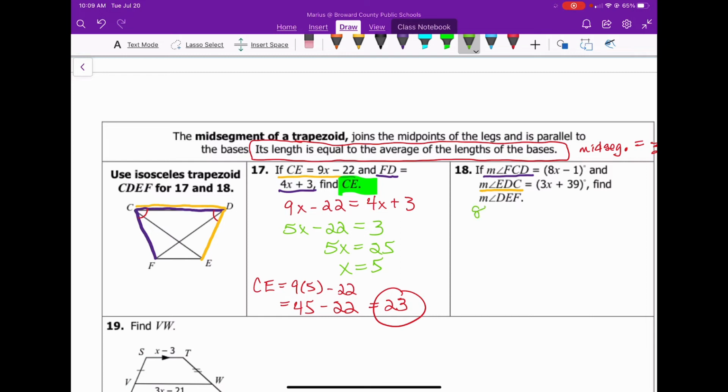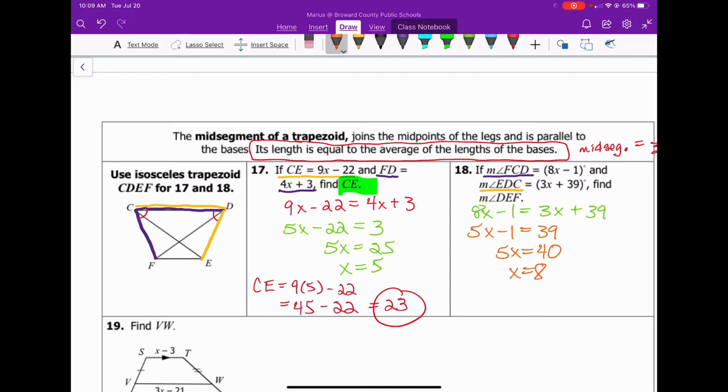Our equation is going to read 8x minus 1 equals 3x plus 39. When we go ahead and solve it, we subtract 3x from both sides. That's going to give us 5x minus 1 equals 39. Add 1 to both sides. That's going to give us 5x equals 40. Divide both sides by 5. X is equal to 8.